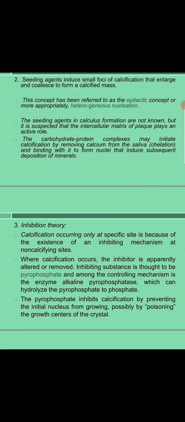The inhibiting substance is thought to be pyrophosphate, very, very important for MCQs. Among the controlling mechanisms is the enzyme alkaline phosphatase, which can hydrolyze the pyrophosphate to phosphate. Pyrophosphate inhibits calcification by preventing the initial nucleus from growing, possibly by poisoning the growth center of the crystal. This poisoning is very important. When there is no growth center, there will be no crystal.